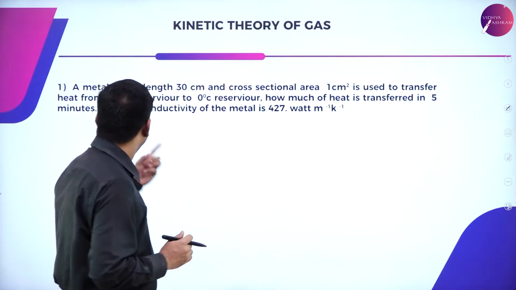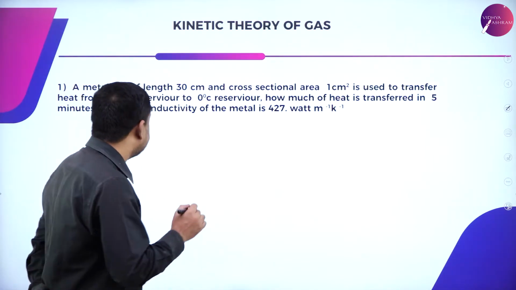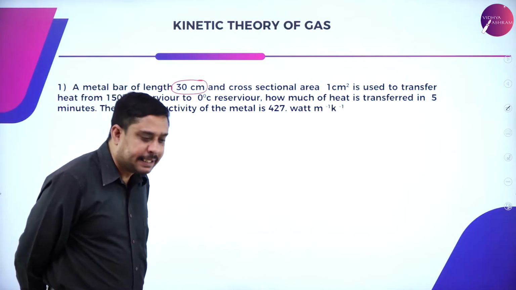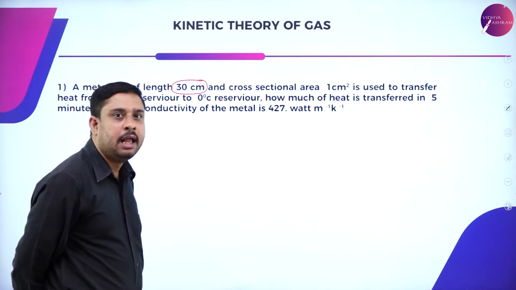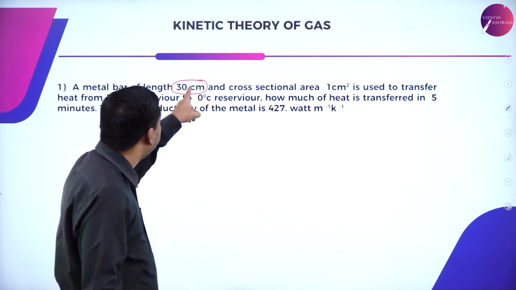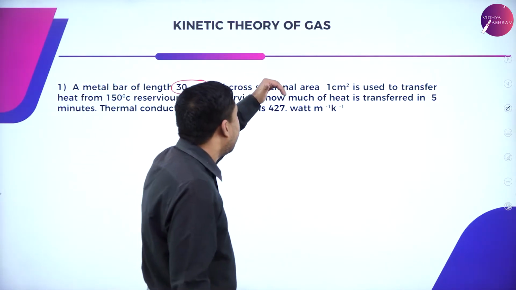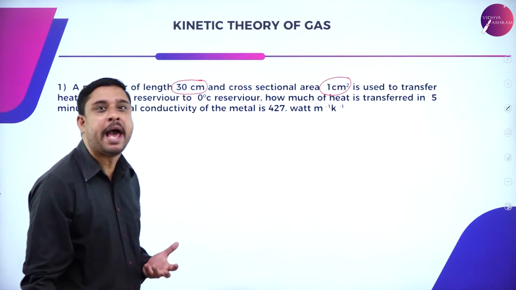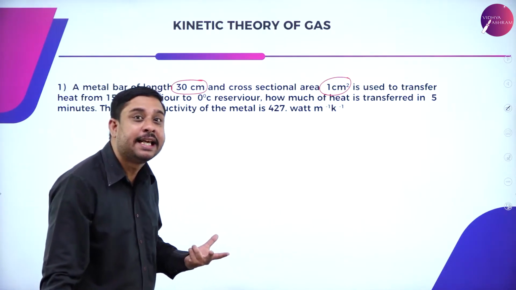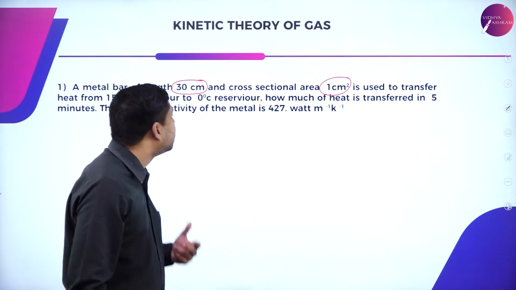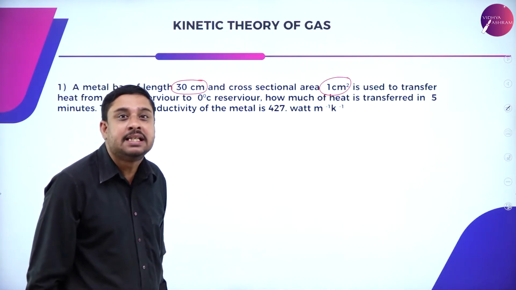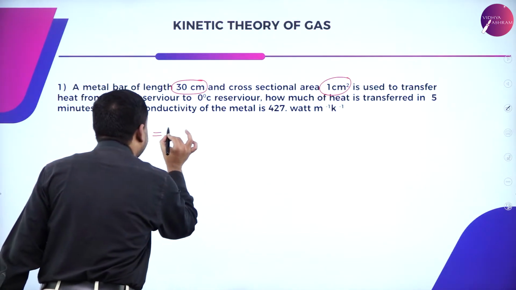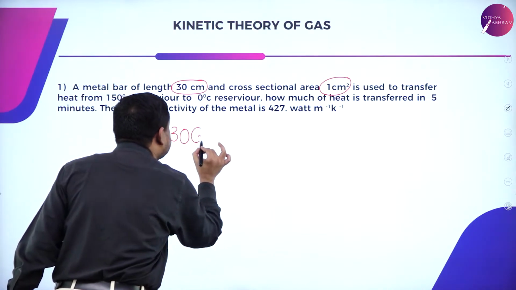Now, the problem says there is a metal bar of length 30 centimeter and cross-sectional area 1 centimeter square. See, two pieces of information I got here: length 30 centimeter, area 1 centimeter square. I will write it down first. Length is 30 centimeter.